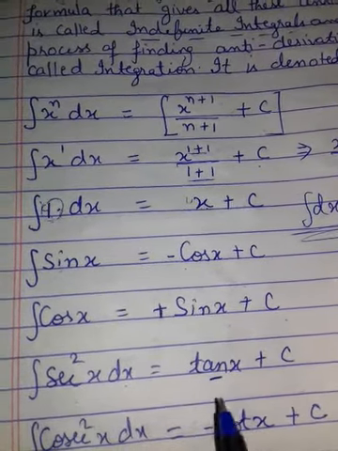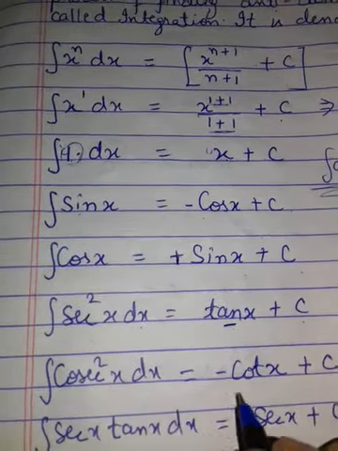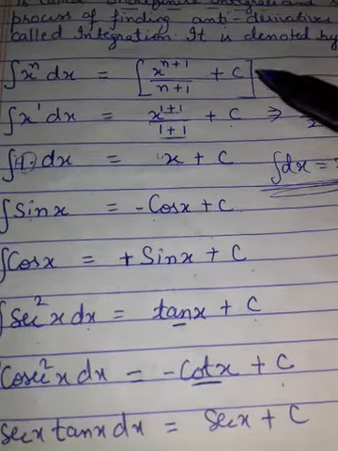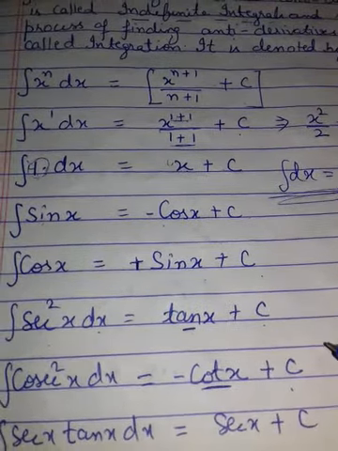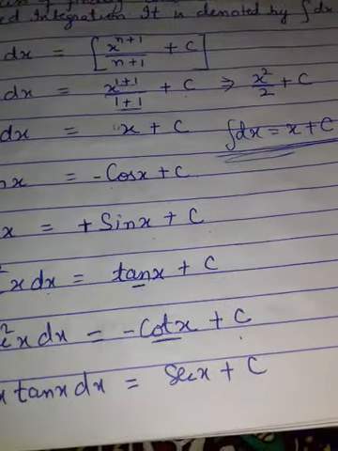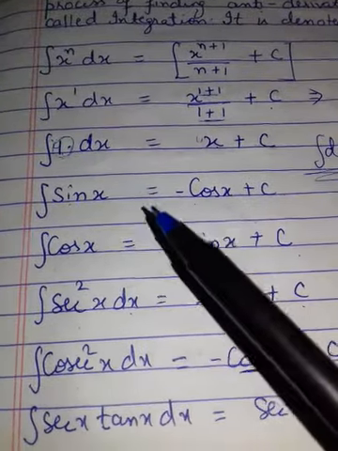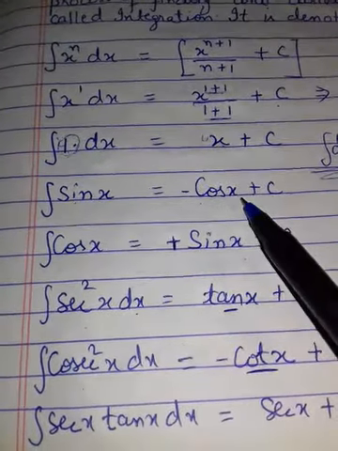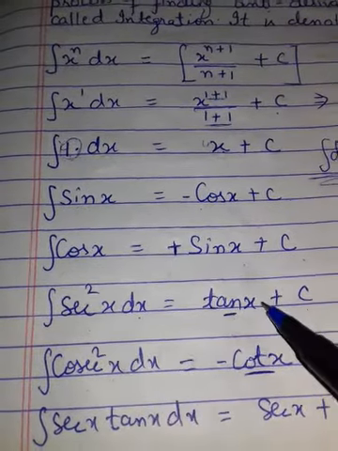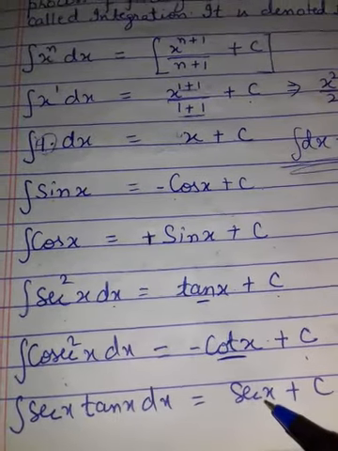Integral of secant square x is equal to tan x plus c. Cosecant square x is equal to minus cot x plus c. In all of these I have written c, which is working as a constant. Integration of secant x tan x is equal to secant x plus c. I hope you are getting it. Sin integration is minus cos, cos integration is sin. Secant square gives tan, cosecant square gives minus cot. Secant tan integration is secant.